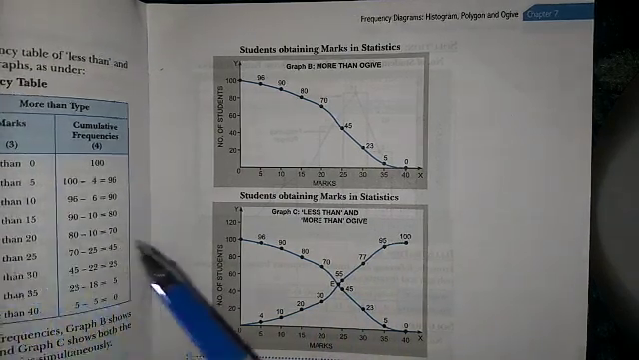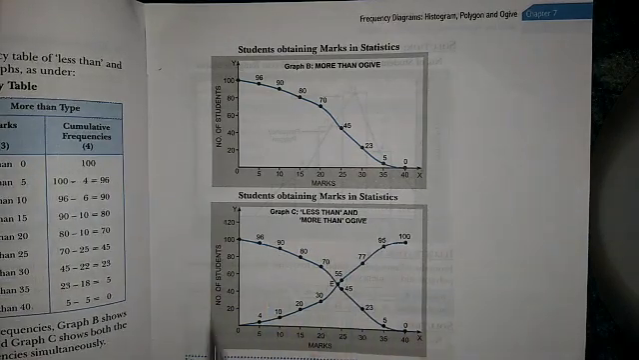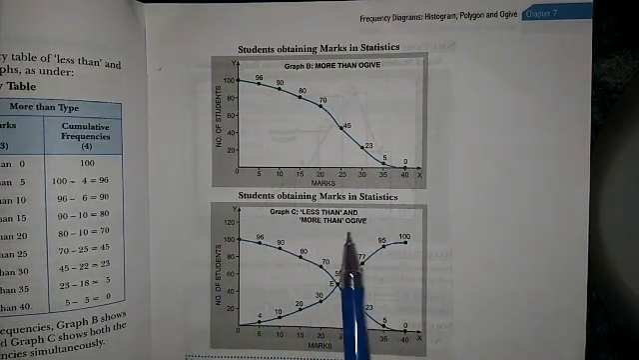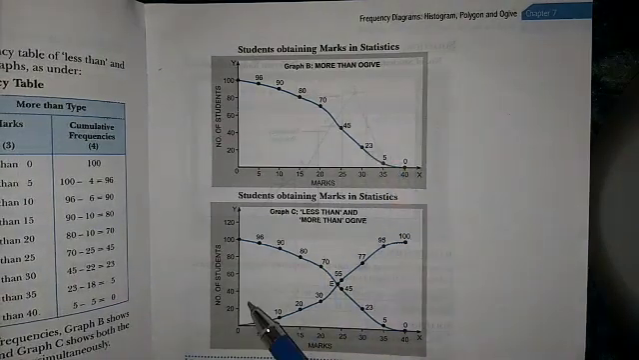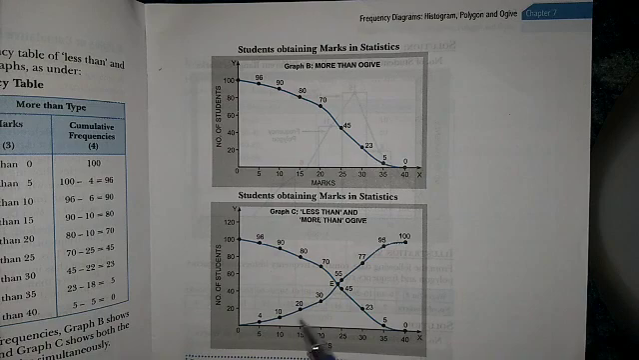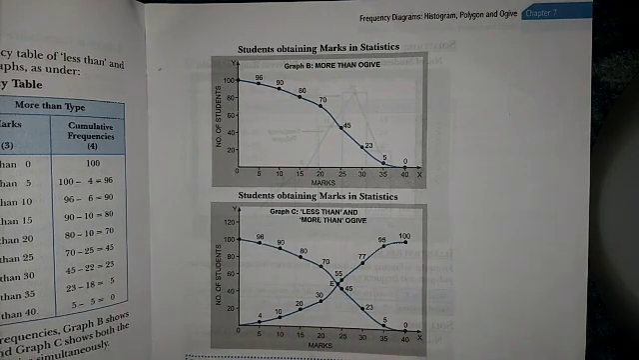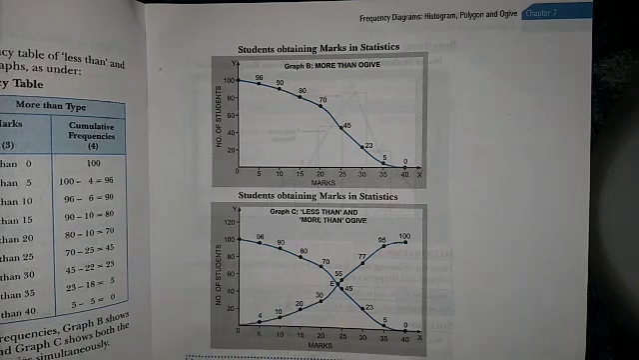Now, the students obtaining marks in statistics, less than and more than. See, this graph shows both less than as well as more than frequencies simultaneously. This is the same more than graph, and this is the earlier less than graph, right? This is the more than graph, and this is the less than graph simultaneously. Now we are showing this in graph C.